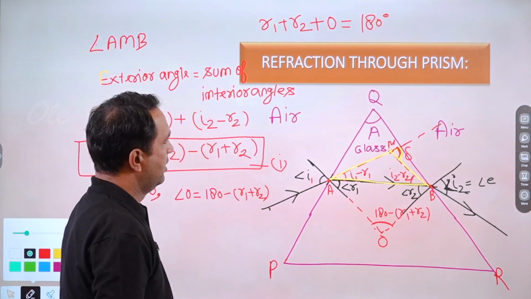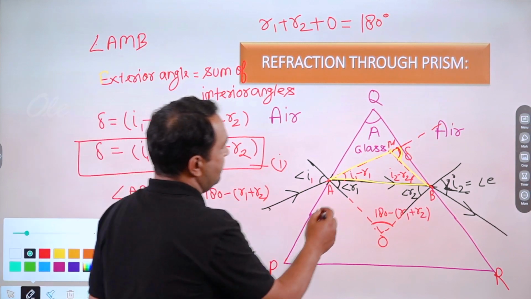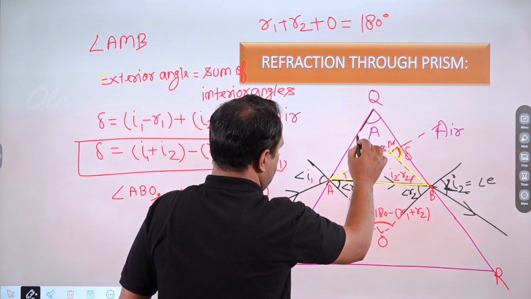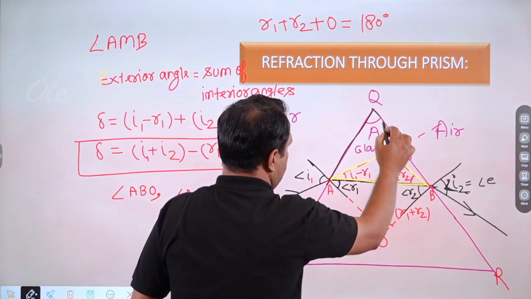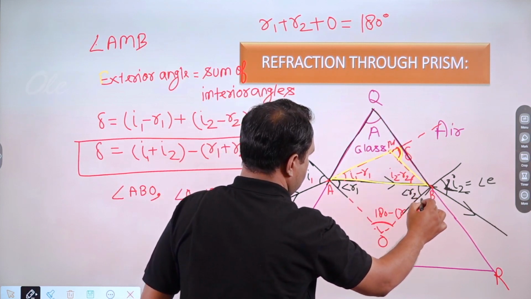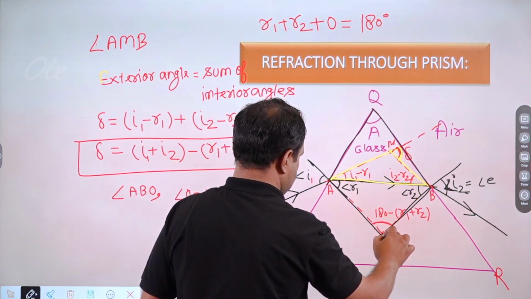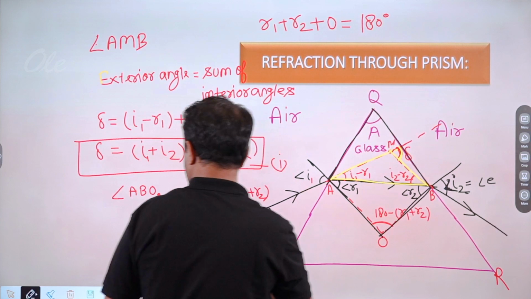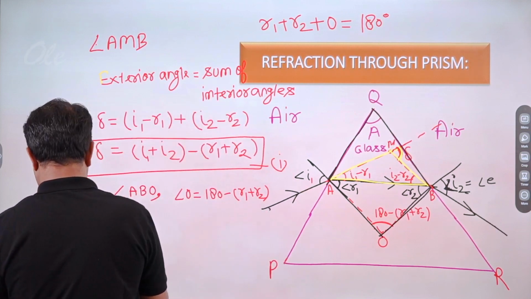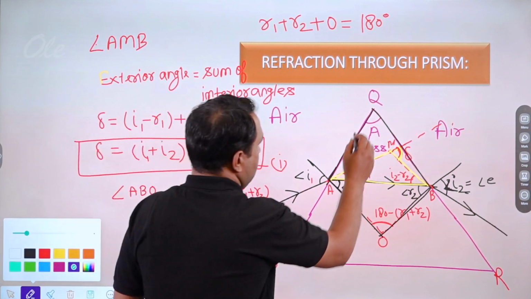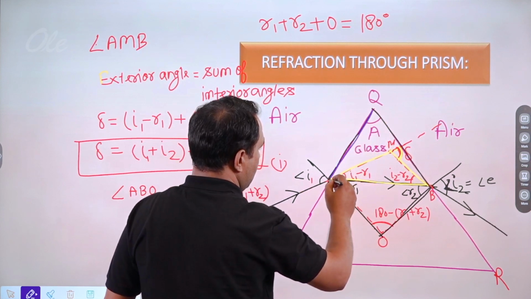Okay. Now let's see. As you can see here, this is a quadrilateral. Is it visible? This is a quadrilateral.